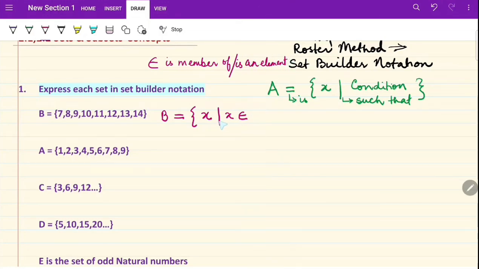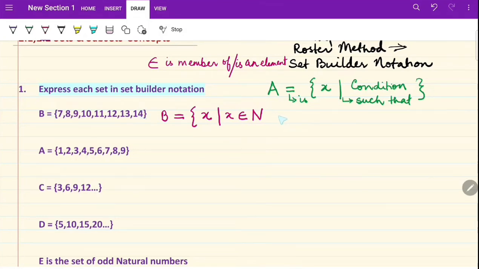All right. So x belongs to the set of natural numbers, and we indicate natural numbers with a capital N. However, it's not all natural numbers. It's numbers starting from 7 all the way to 14. So how do we write that?